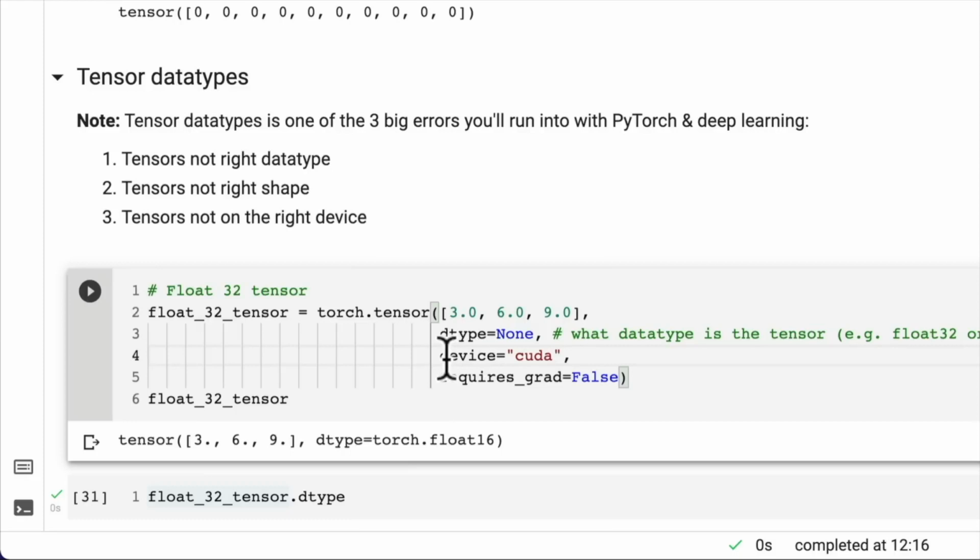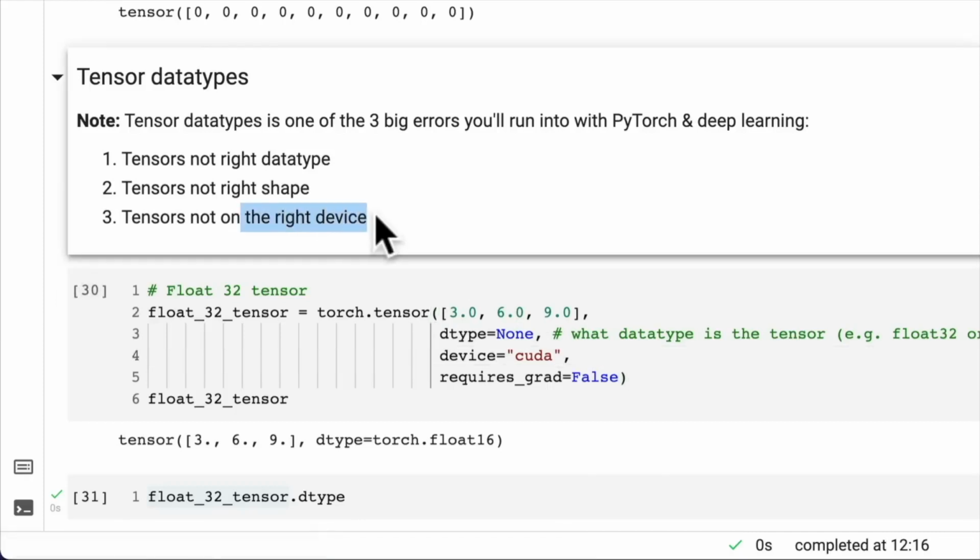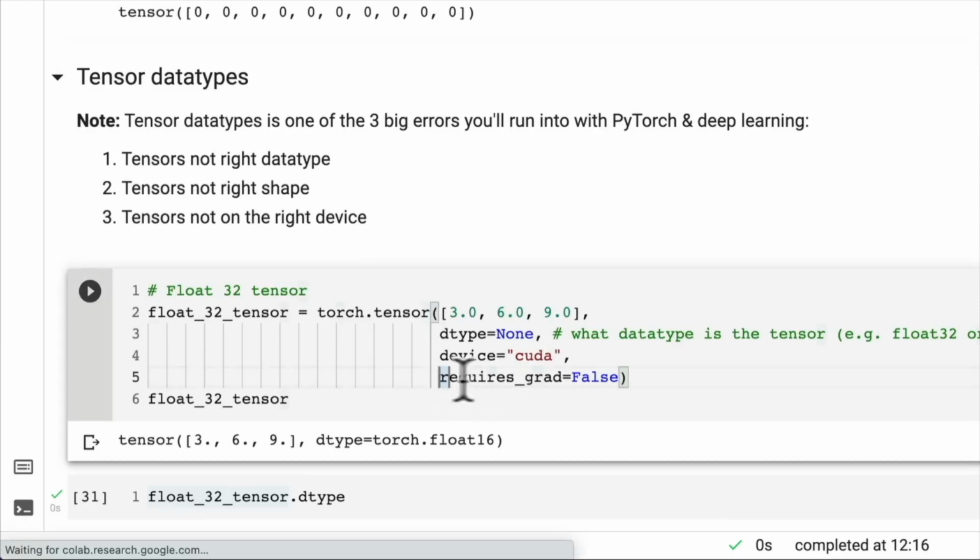But this device, if you try to do operations between two tensors that are not on the same device, so for example, you have one tensor that lives on a GPU for fast computing, and you have another tensor that lives on a CPU, and you try to do something with them, well, PyTorch is going to throw you an error. And then finally, this last one, requires grad, is if you want PyTorch to track the gradients, we haven't covered what that is, of a tensor when it goes through certain numerical calculations.